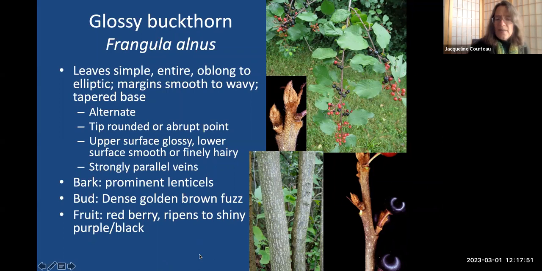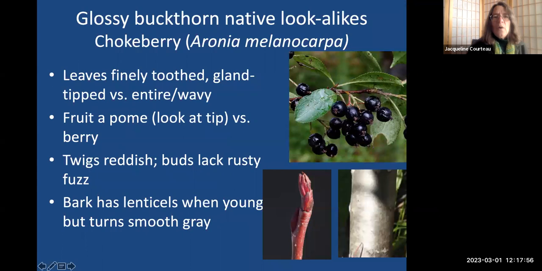So what are some things that you might confuse this with? Well, one of the common things people might confuse it with is chokeberry, Aronia melanocarpa, which also grows in wetter settings. In this case, though, the leaves, although they're a similar shape, are finely toothed. And in addition to those teeth, each of those teeth has a gland tip. And you'll also find some glands scattered along the midrib of the leaf.